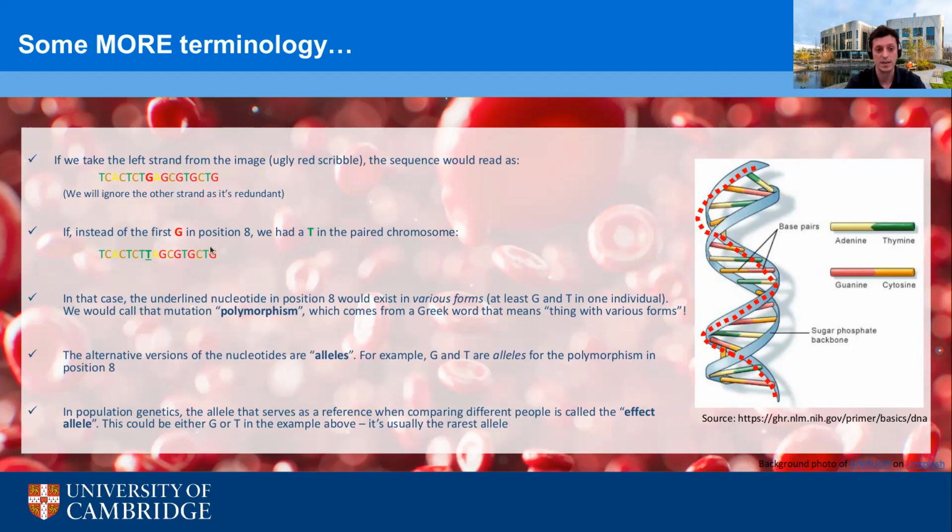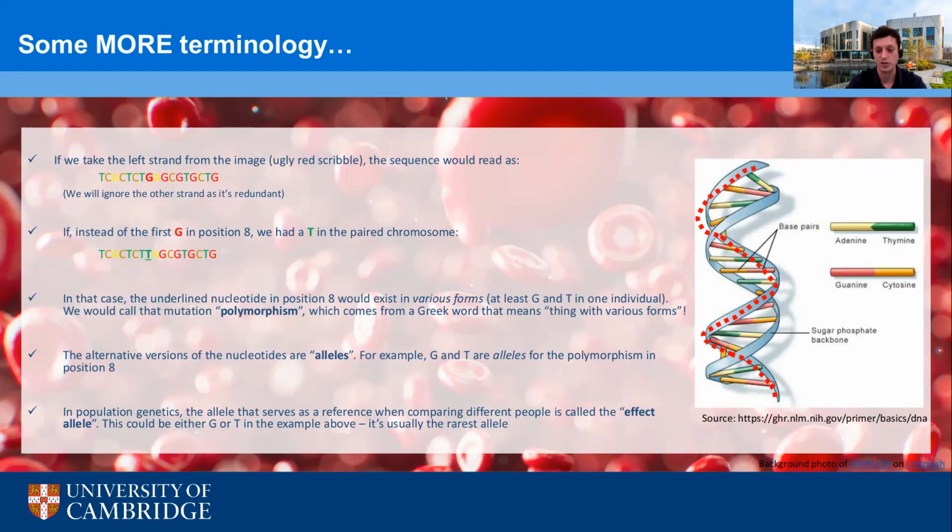If we replace the first G in position 8, this one, the guanine, with a thymine in the paired chromosome, this is how the sequence will read. You can see that there is only one change in this position. In this case, the underlying nucleotide in position 8 would exist in various forms, at least G and T in one individual. And we will call this mutation polymorphism, which comes from a Greek word that means things with various forms.